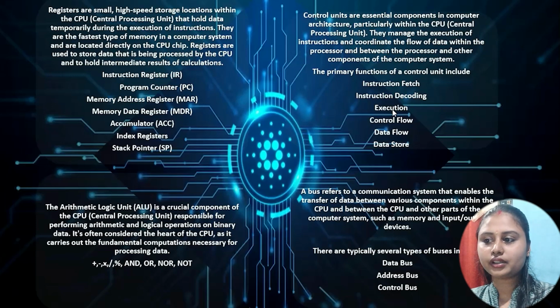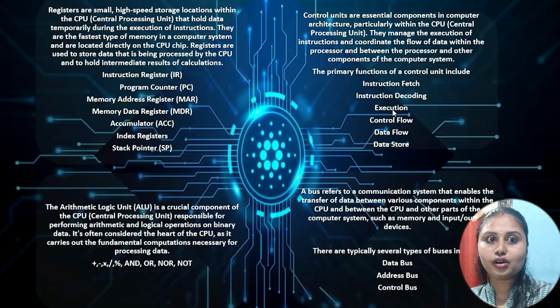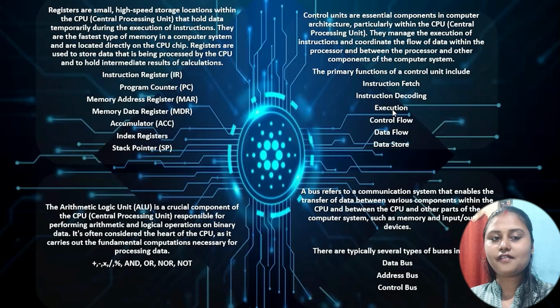Now coming back to the control unit, it is an essential component. It helps in managing the execution of a program. The primary functions of a control unit include instruction fetch, instruction decoding, execution, control flow, data flow, and also data store. We have to know about this. Instruction fetch is when the CPU receives the data from the user. Decoding, it will understand which category the data belongs to, whether the arithmetic logic unit, control unit, or the registers, or else coming back to the main memory for temporary storage. Later on, it will execute the program. It will control the flow of data from the input to the output unit and also to the user's monitor.